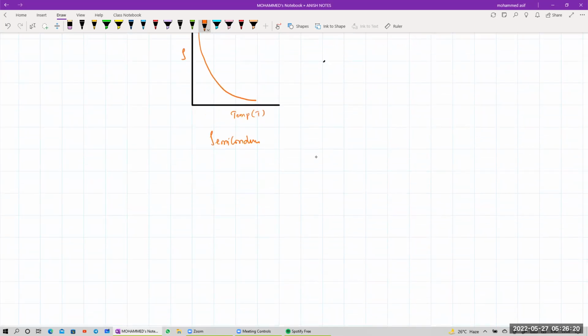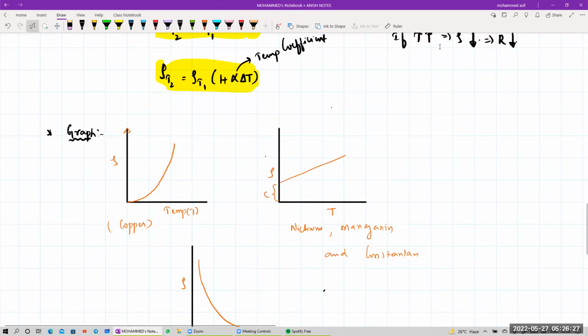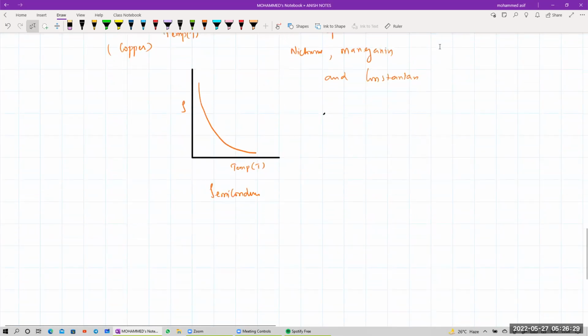Color code, do you know? Very important. Color coding, do you know?